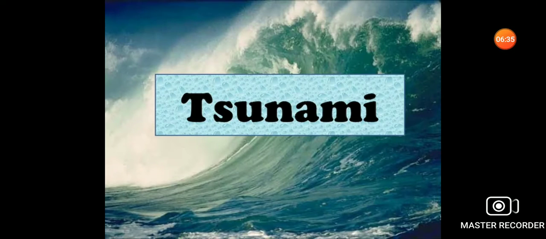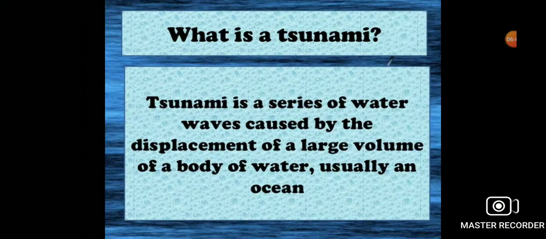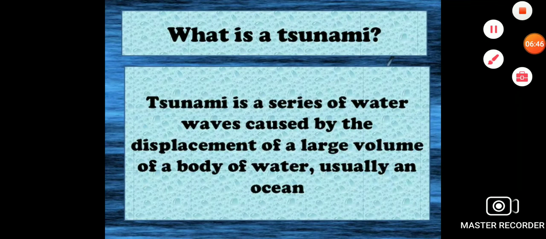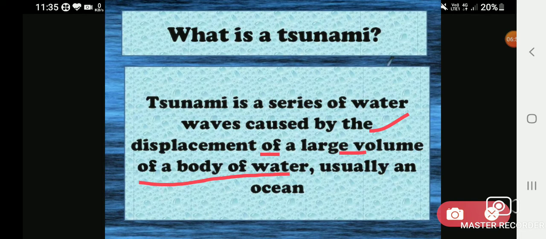So students, in the last video tutorial we were reading about tsunami. So what is a tsunami? A tsunami is a series of water waves caused by the displacement of a large volume of a body of water, usually an ocean.